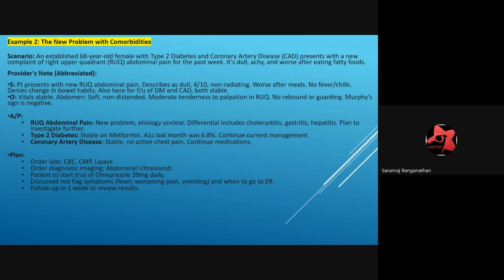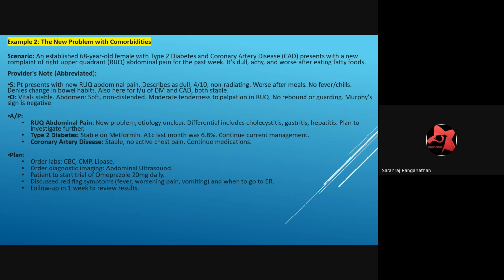Next, the patient comes with diabetes, CAD, right upper quadrant pain, and some systemic related conditions also. Now there are subjective details in the provider note and objective details. First, a chronic condition is there, and most importantly, right upper quadrant pain. There is no conclusion. New problem, etiology unclear. Differential includes cholecystitis, gastritis, hepatitis. So that is mandatory: if any differential condition is given and I'm still not able to diagnose it, that becomes an undiagnosed new problem as per the moderate table.